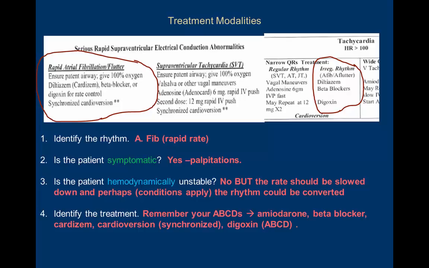And when we think of treatment for rapid atrial fibrillation or rapid atrial flutter, the drug of choice for this rhythm is diltiazem or Cardizem. This is a calcium channel blocker that simply lowers the rate, or a beta blocker, or digoxin. So amiodarone is not listed on the sheet, but it can be given for this rhythm. So that's why I did the ABCDs. You've got amiodarone, a beta blocker, Cardizem, as well as synchronized cardioversion if the patient was hemodynamically unstable, and digoxin. ABCD.